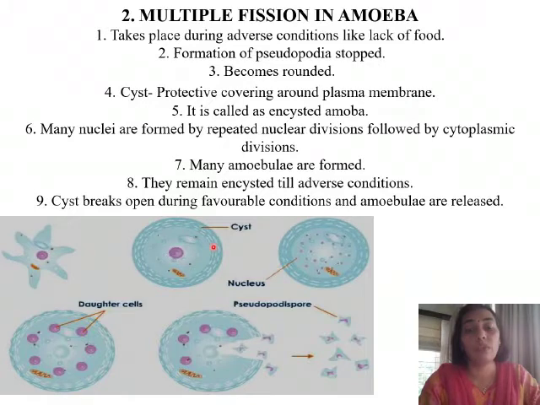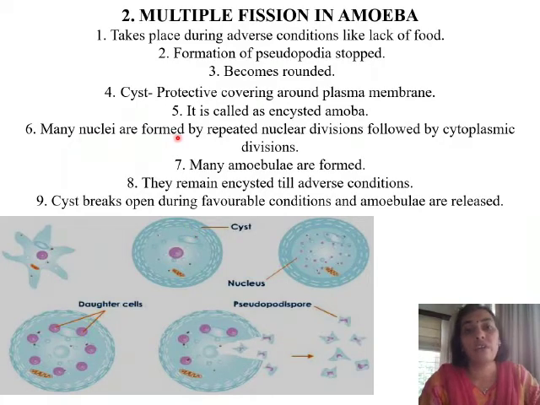Now what does the animal do after it gets rounded? It develops a protective covering around the plasma membrane, and this covering is referred to as cyst. It is called encysted amoeba. So the amoeba which has this covering around its plasma membrane in the form of cyst is called encysted amoeba, because the amoeba is present inside the cyst.